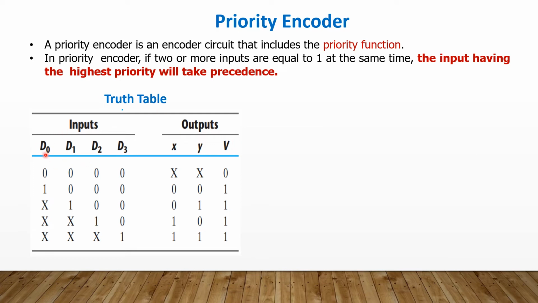Now the inputs are D0, D1, D2, D3. In the first row we consider all 4 inputs as zeros, and since the validator is equal to 0, there is no need to bother about X and Y.